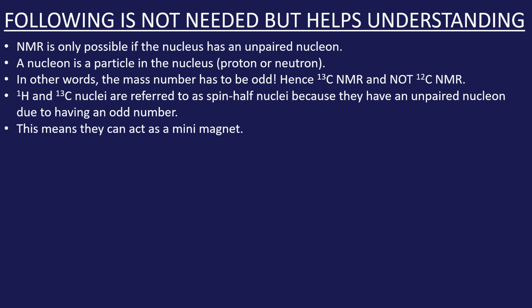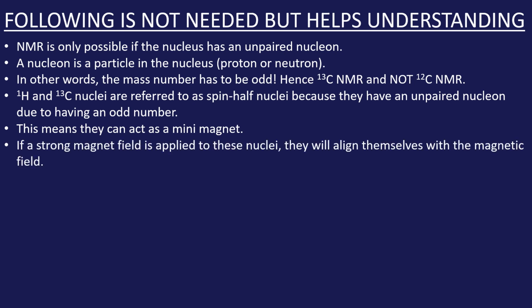That means they can act as a mini magnet. So nuclei with unpaired nucleons can act as a mini magnet. And that's not just for 1H or carbon-13, it's true for any nuclei, but we're just doing this as organic.